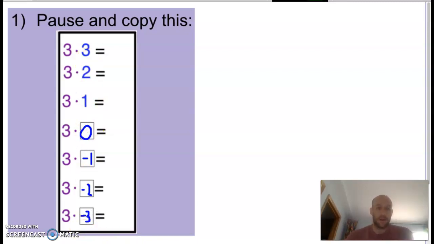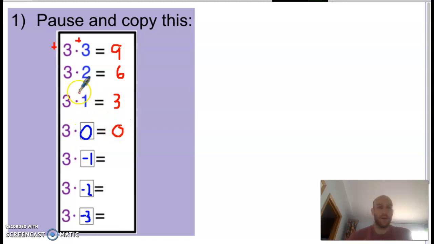Now what we're going to do is look for a pattern in the products or the answers to these multiplication problems. Okay, so you can see right here we have a +3 times a +3. And we've done this for years now. 3 times 3 is 9. +3 times a +2, 3 times 2 is 6. 3 times 1 is 3. 3 times 0 is 0.